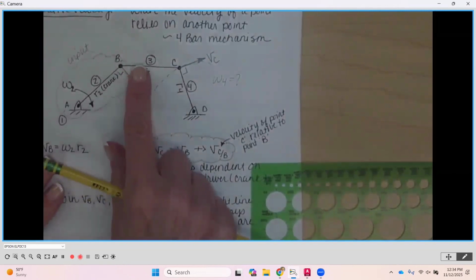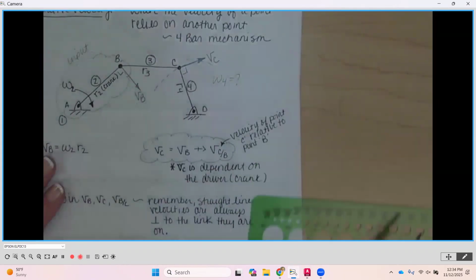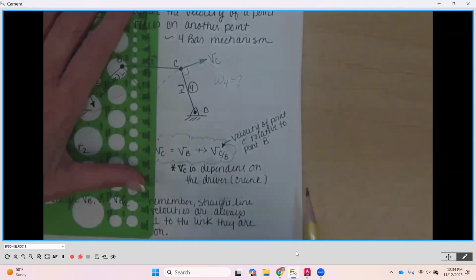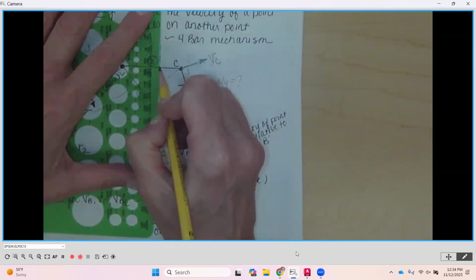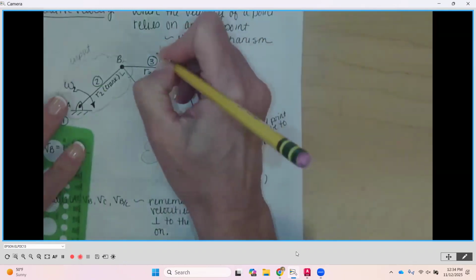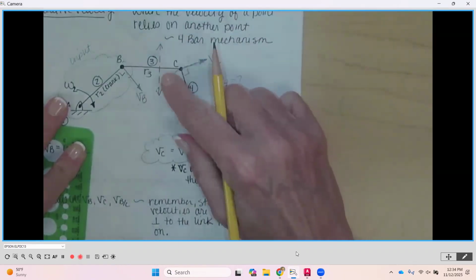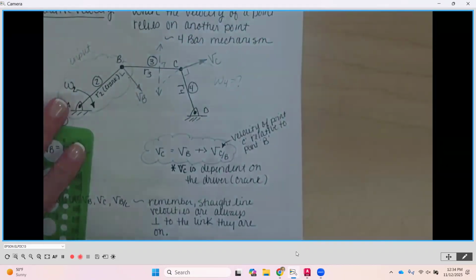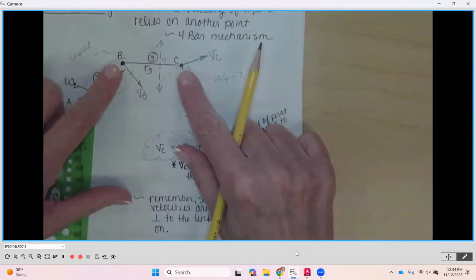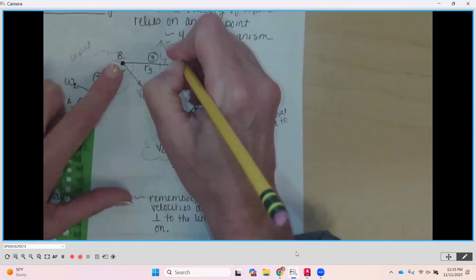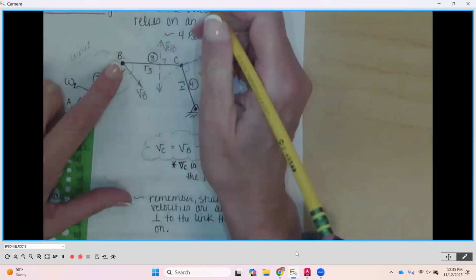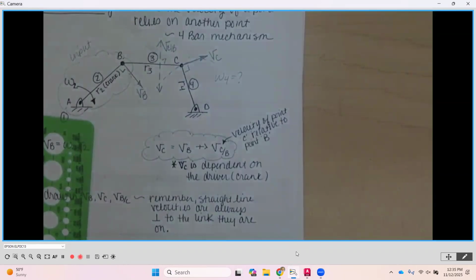But C relative to B, or unknown relative to known, is going to be the straight line velocity of the connecting link. And how we draw that in place is that I always draw it as a dashed line because I don't know, and I put the arrowheads on either end. I don't know if it is going to be going up or going down. But I do know it's going to be perpendicular to the line or the link connecting the two points that we're dealing with here. And this is going to be the straight line velocity of C relative to B. So it would be C/B.